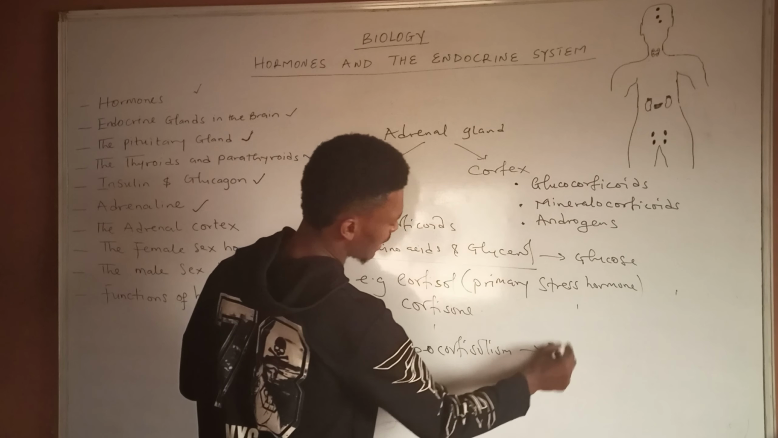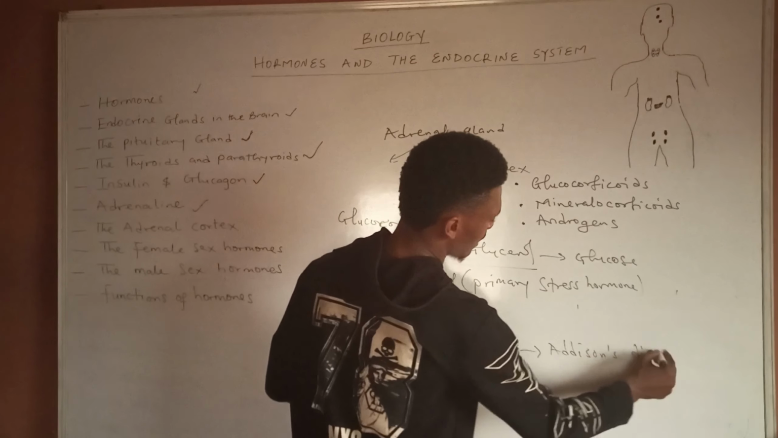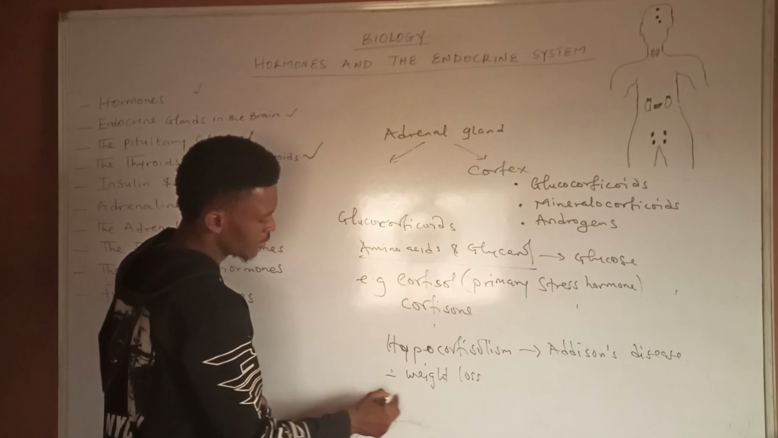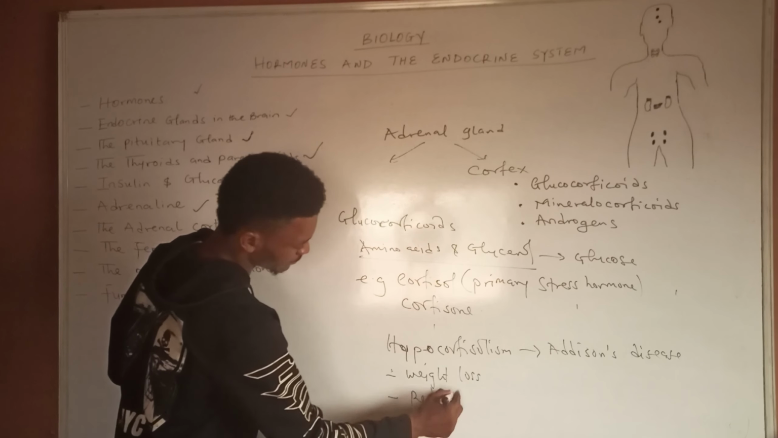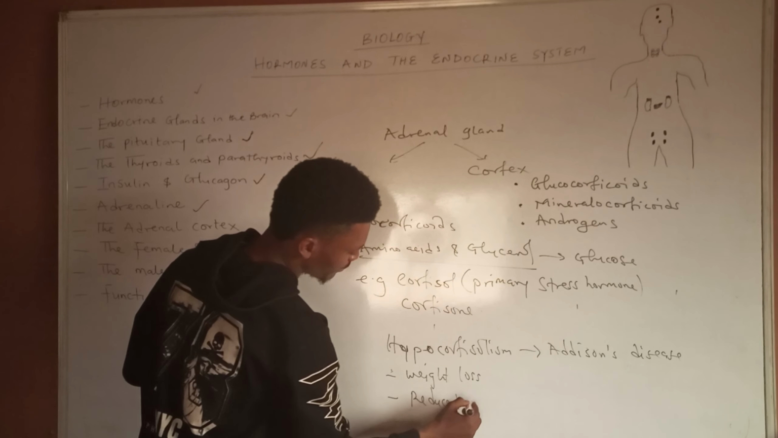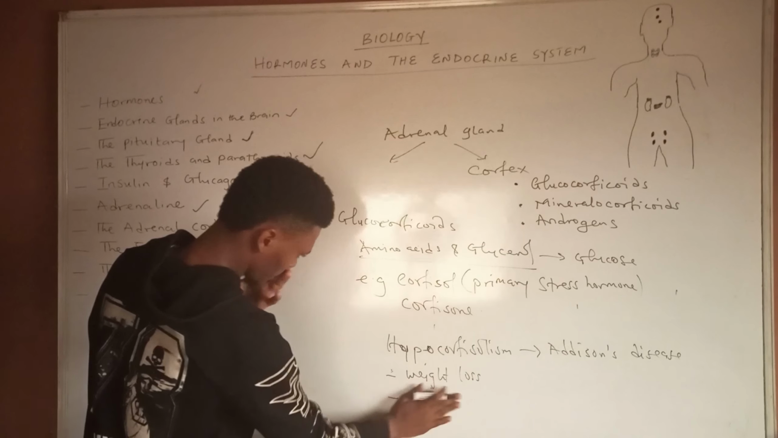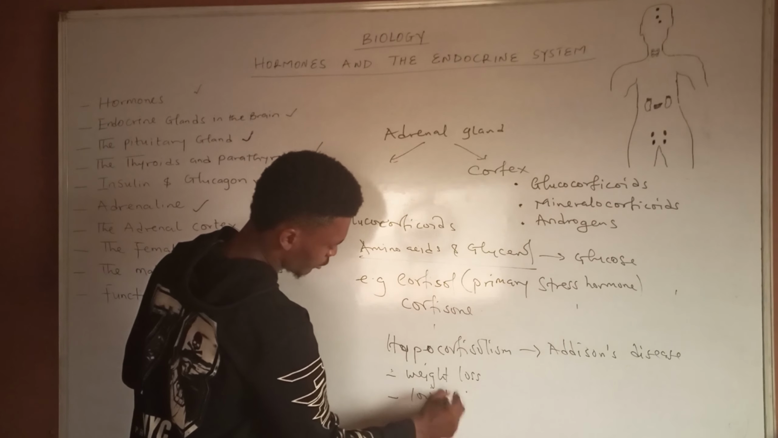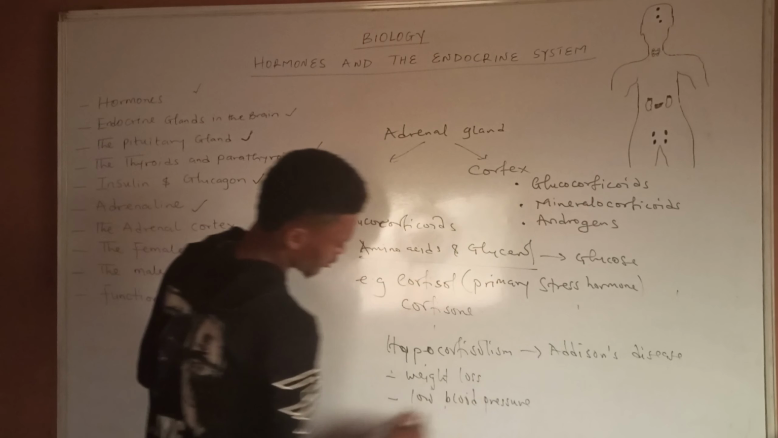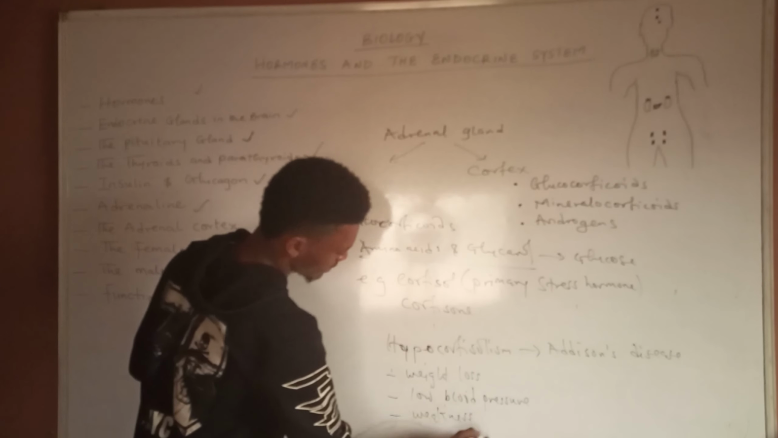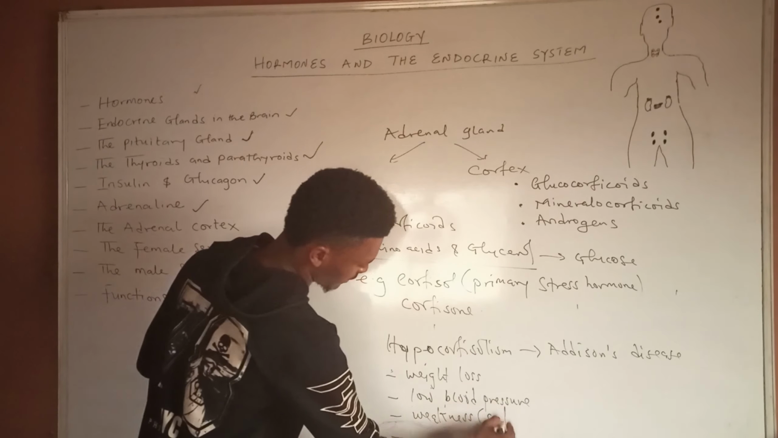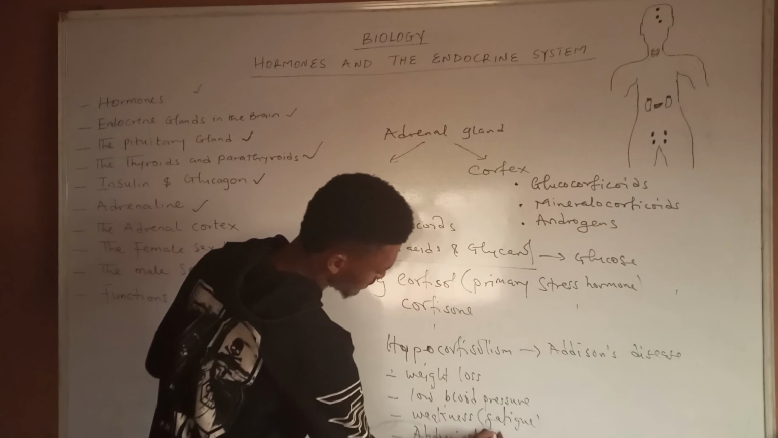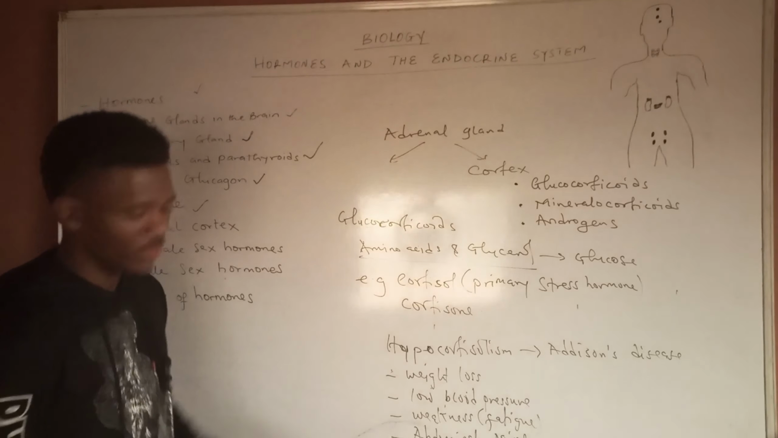Hypocortisolism is also called Addison's disease. Some of the symptoms include: one, weight loss, and two, reduced low blood pressure. Then we also have weakness, which is also called fatigue. Then we also have abdominal pains. All right, so these are the symptoms that are associated with hypocortisolism.